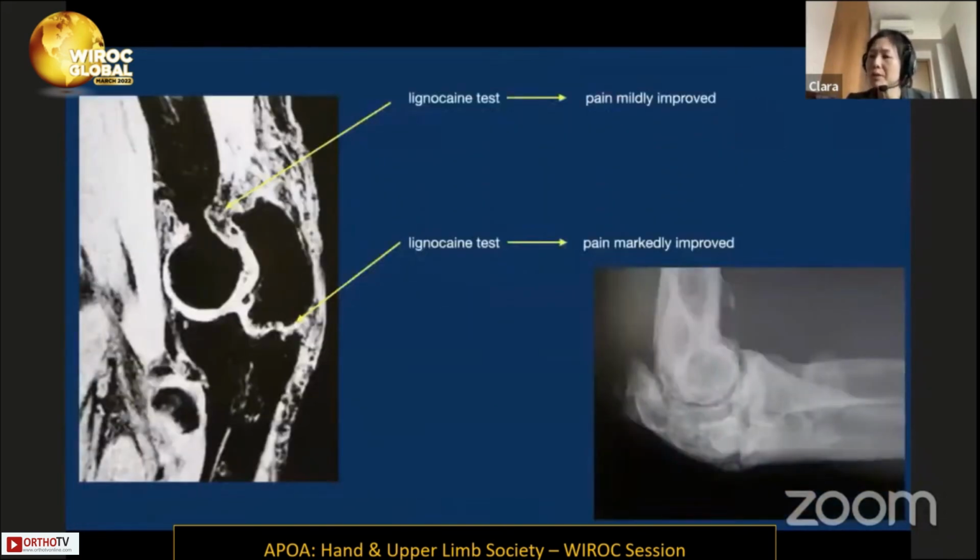The pain could be arising from the ulnohumeral joint, from the non-union site, or from the olecranon tip ossicle at the displaced proximal ulna. So we could not know the reason for the pain, and we tried an injection test of small local anesthetic over the olecranon tip region. The patient said there was only mild improvement in the pain, but at the non-union site, the patient said the pain markedly improved.